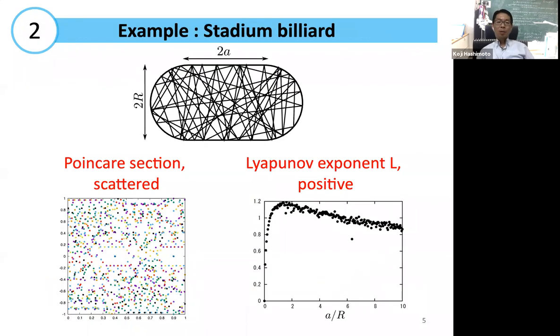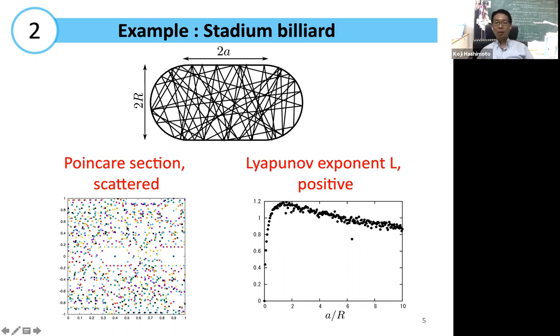Okay, so in the case of the stadium billiard, for example, this is the popular stadium billiard with the two parameters, R and A. A is for this parallel part, and R is for the radius of this circular part. So if A is infinite, then this is integrable. However, if A is finite and R is finite, then this is non-integrable and known to be chaotic. For example, if you plot a Poincare section in a certain way, so if you're interested, I can tell you how I chose the section, then you get this scattered plot.